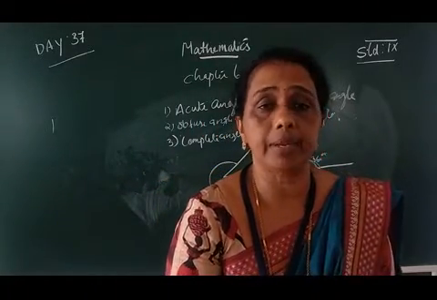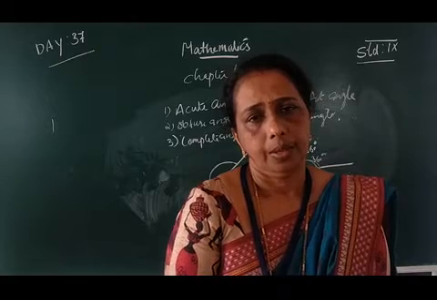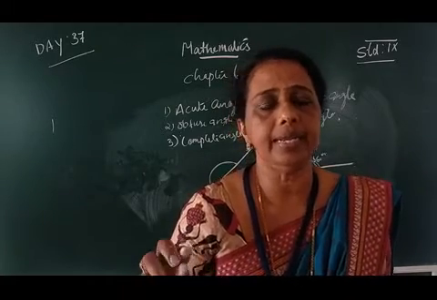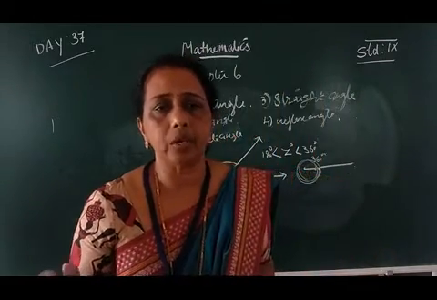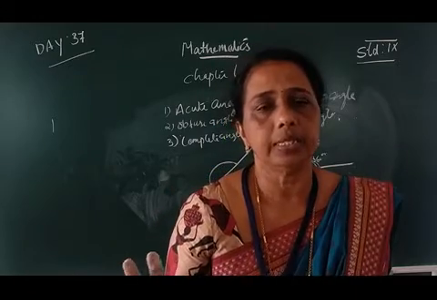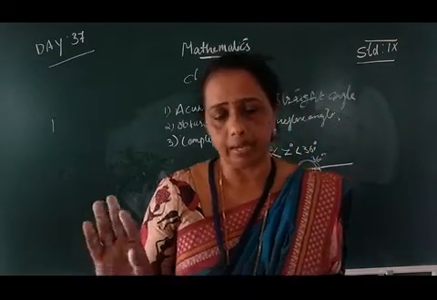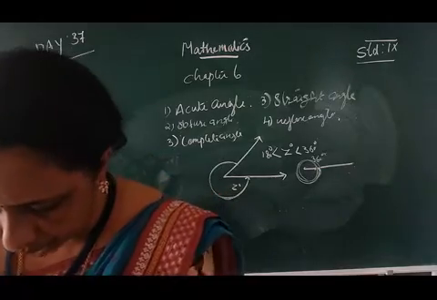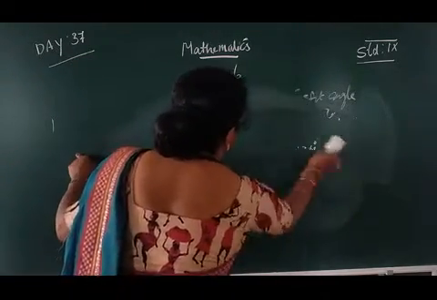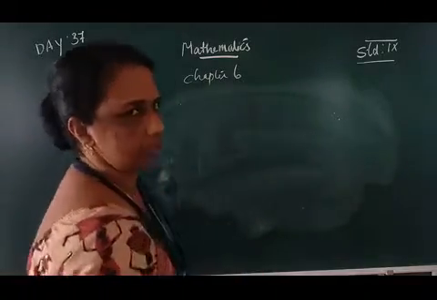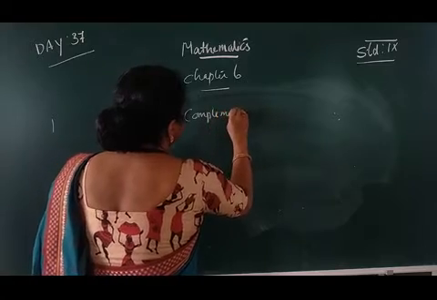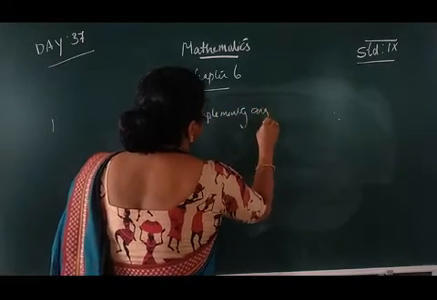Next we have to study the complementary angles and supplementary angles. If the sum of two angles is equal to 90 degree, then those two angles are called complementary angles. If the sum of any two angles is equal to 180 degree, then those two angles are called supplementary angles. Okay, here we have to study the complementary angles. This is also recalling your previous knowledge.